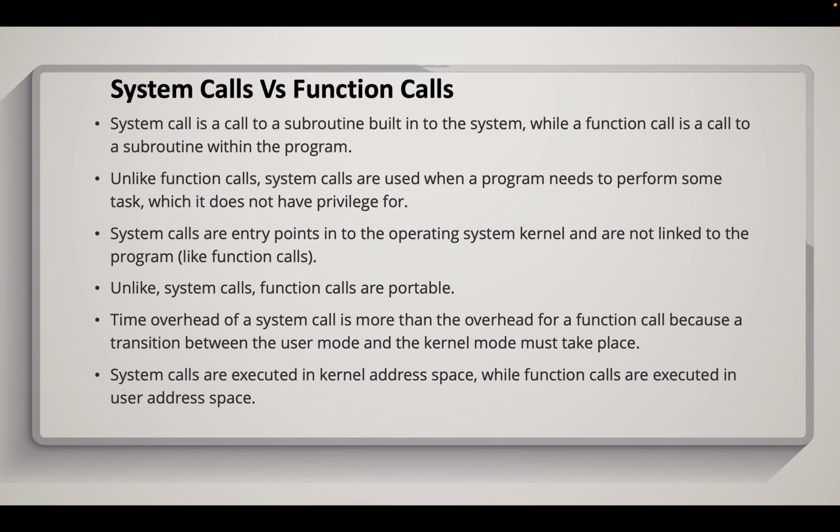Unlike function calls, system calls are used when the program needs to perform some task which requires privilege. System calls are entry points to the operating system kernel and are not linked to the programs. Unlike system calls, function calls are portable. The time overhead of a system call is more than that of a function call because a transition between user mode and kernel mode must take place. System calls are executed in kernel address space, while function calls are executed in user address space.